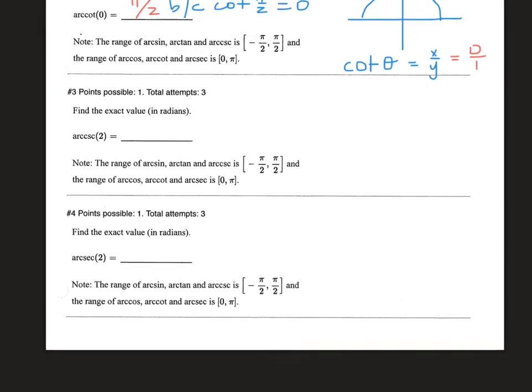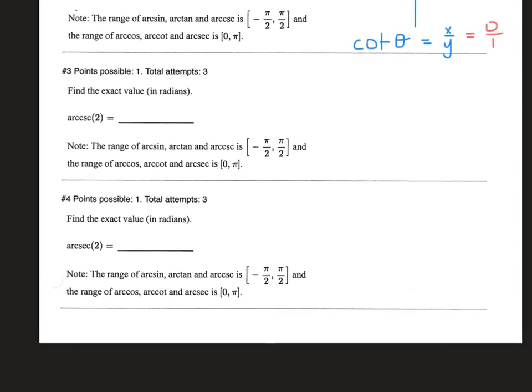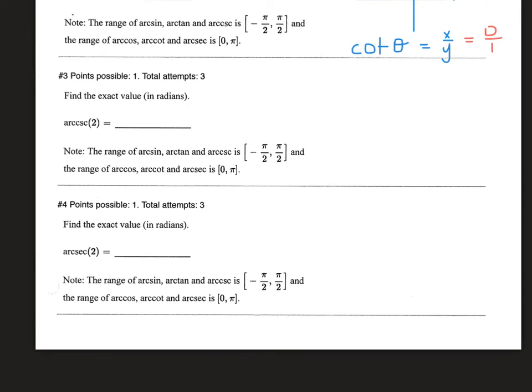Let's look at number 3. We want arc cosecant of 2. Cosecant has range of negative pi over 2 to positive pi over 2, so we're looking at this half of the unit circle. And let's remind ourselves that cosecant is the reciprocal function of sine. So from a unit circle, to find that function value, we would go 1 over the y-coordinate.